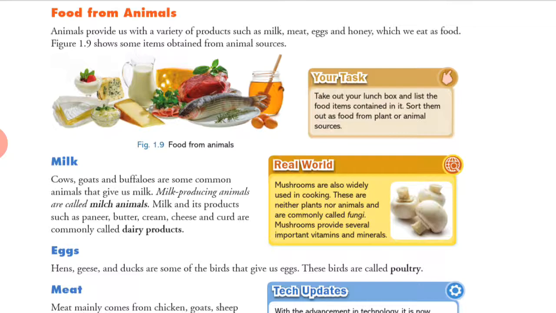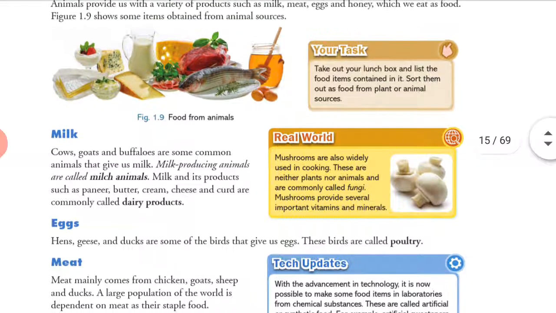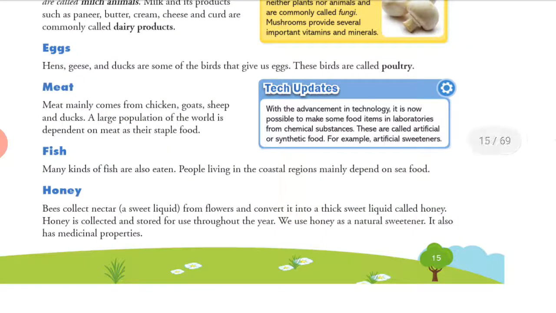Milk: cow, goat, buffalo are some common animals that give us milk. Milk-producing animals are called milch animals. Milk and its products such as paneer, butter, cream, cheese and curd are commonly called dairy products. Got it? Dairy products.